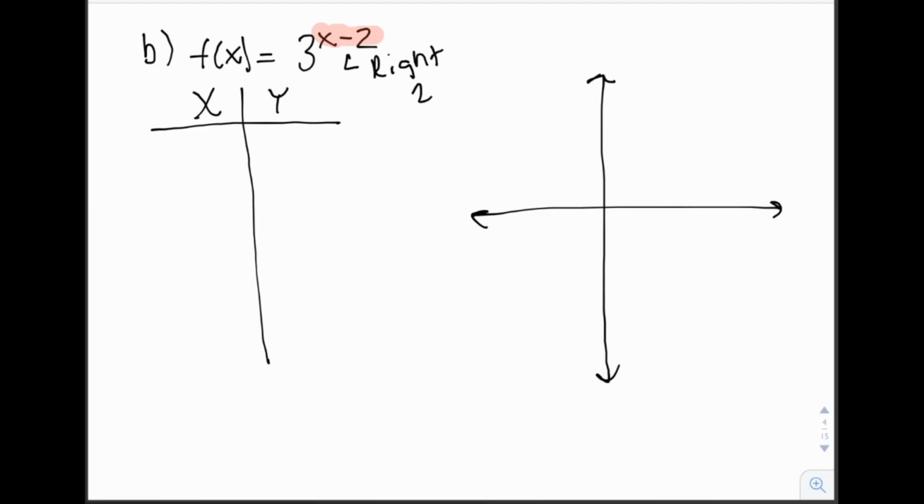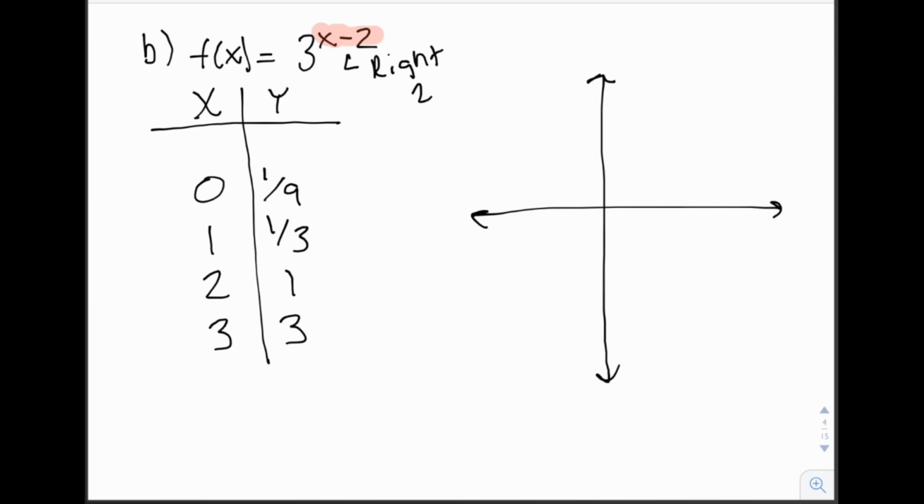Okay, so again, let's go ahead and pick some points to figure out what this one is going to look like. So if I start with a 0 here, I'm actually going to get 3 raised to the 0 minus 2, or in other words, in this case, 1/9. If I pick a positive 1, I will get a 1/3. If I pick a 2, again, that's going to be 3 raised to the 2 minus 2, or a 1. And then a last point of 3. If I plug in a 3, I'll get 3 raised to the 3 minus 2, or a positive 3.